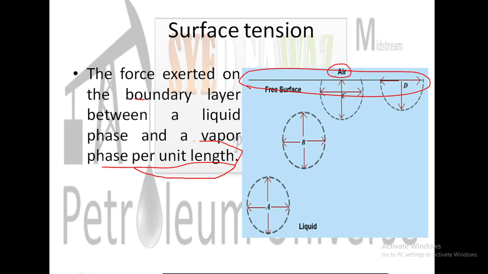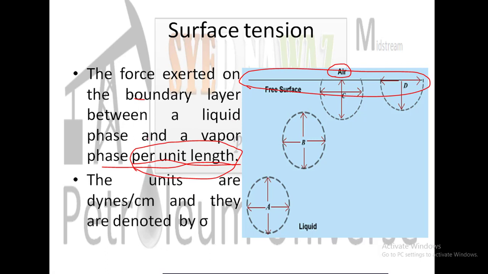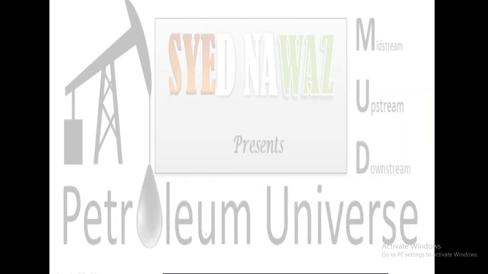So here you have to consider that whenever you are doing some calculation regarding surface tension, you have to keep in mind this per unit length criterion. Okay, so it's the same as the previous phenomenon I explained for interfacial tension. It's just that here, instead of oil, you have air. Okay, and finally the unit for interfacial tension and surface tension is dynes per centimeter, and it is denoted by this particular symbol psi.